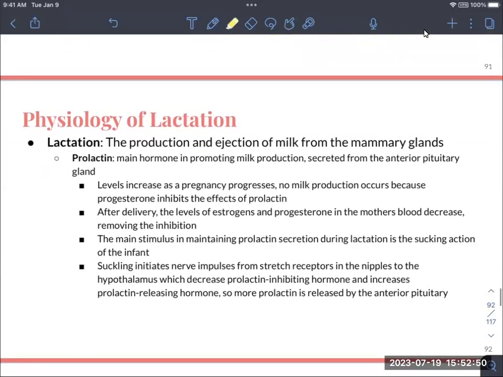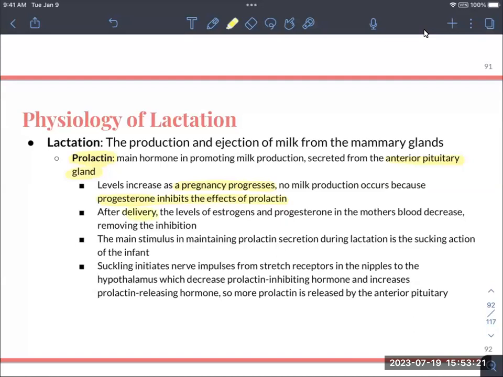Lactation. That is the production and ejection of milk from the mammary glands. The hormone prolactin, from the anterior pituitary gland, is what causes lactation to happen. These levels start to increase as the pregnancy progresses, but milk doesn't start being produced because progesterone is going to inhibit that.